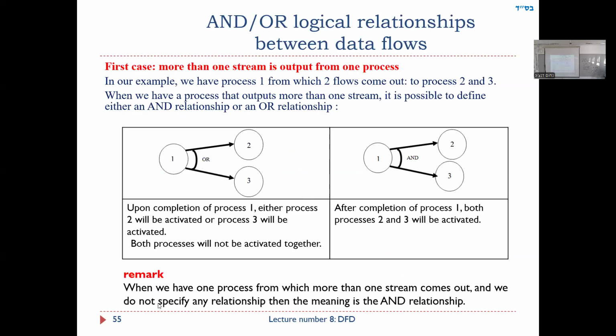When we have one process from which more than one stream comes out, and we do not specify any relationship, then the meaning is AND. That's logical. In other words, if I don't write OR, it's presumed to be AND because there are 2 lines coming out, so do them both. Now, the data goes as a flow from both of them in every circumstance. And that's the rule. Maybe you could try to think of an exception, but I don't think there is.